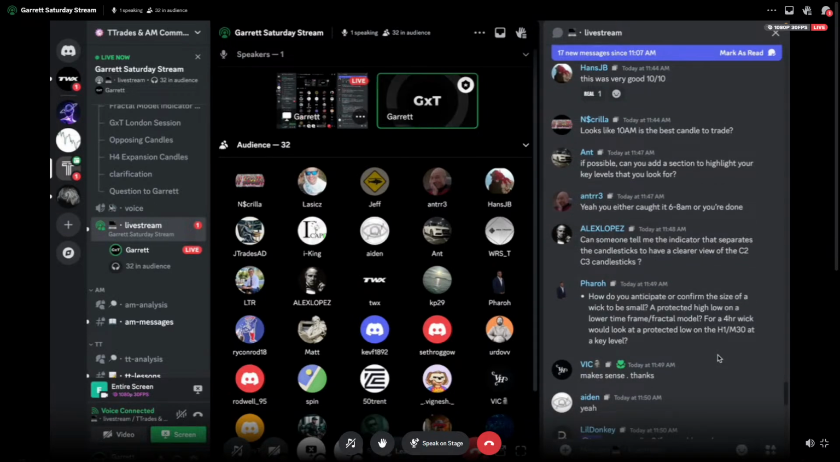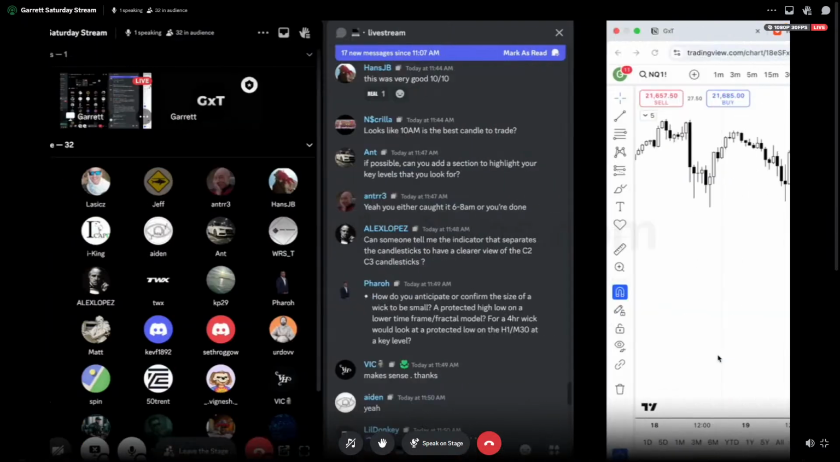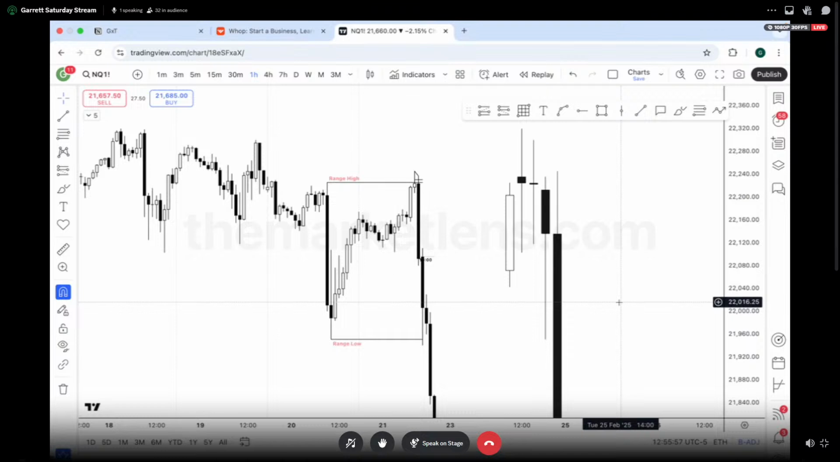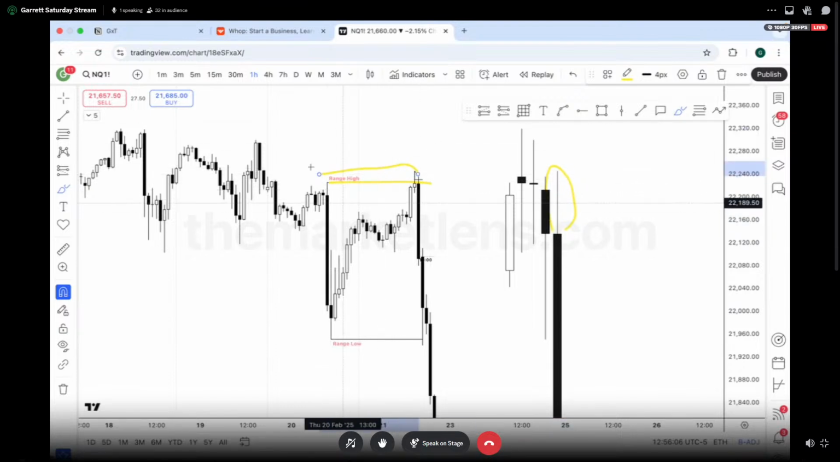How do you anticipate confirming the size of a wick to be small and a protected high-low on a lower time frame fractal model? It's like this. When we run out, as soon as we hit a reversal point, you're going to look at the wick size. See the daily wick here? As soon as we hit this reversal point and also create SMT, this is a potential reversal point, especially with SMT. When we get a fractal model at the reversal point, that confirms the higher low of the day for me.